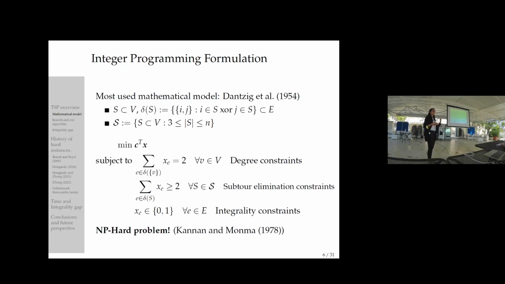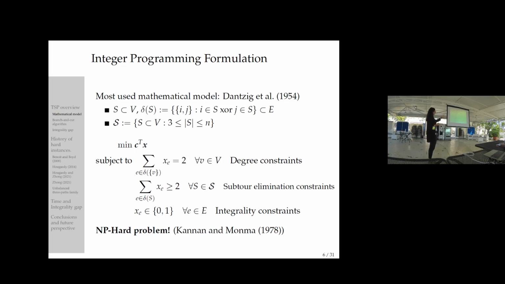There are actually a lot of them. And in this slide, you can see the most used mathematical model, that is from Dantzig et al. It is quite old, but it's still the most used. I will not go through the details. I will just say that the first constraint is the degree constraint. It ensures that the solution of this integer programming we find is such that in each node just one edge enters and one edge exits.